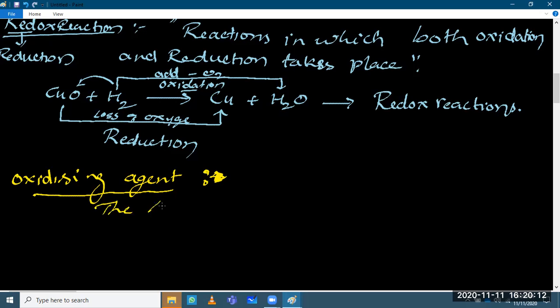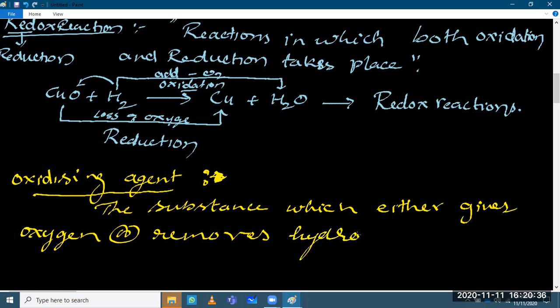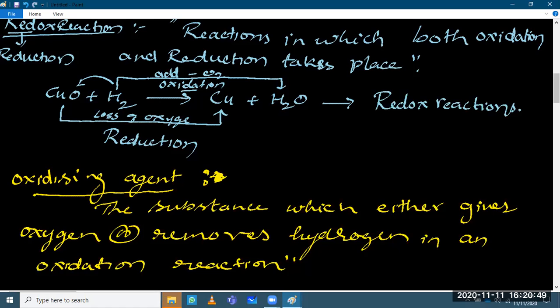Okay, the substance which either gives oxygen or removes hydrogen in an oxidation reaction, that is what we call an oxidizing agent.